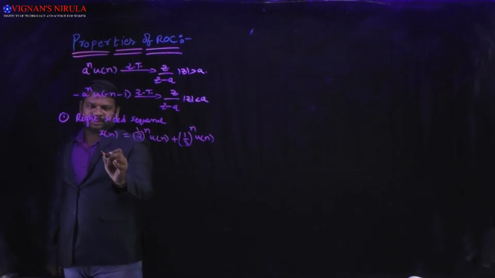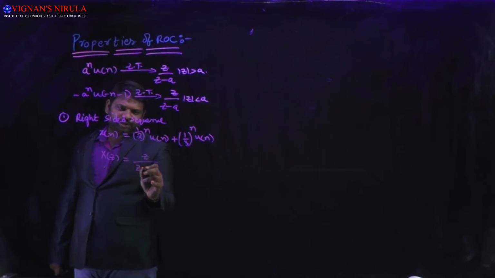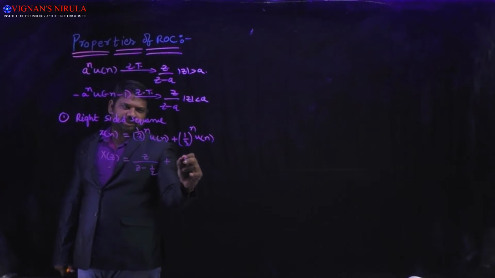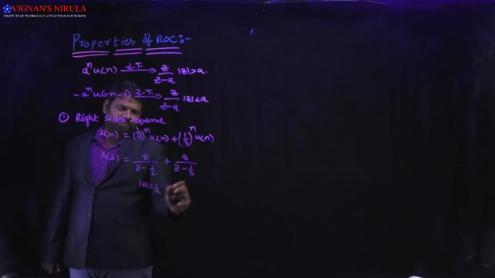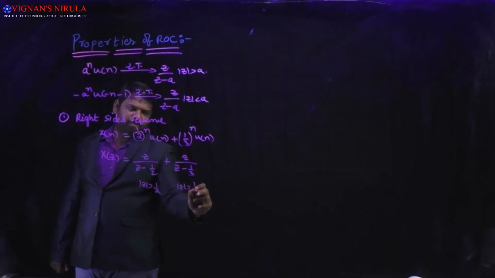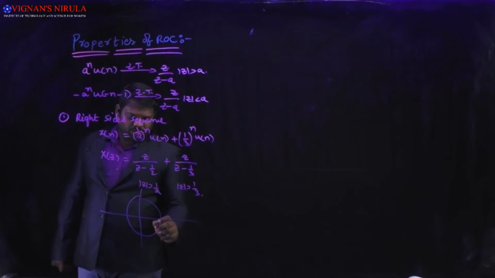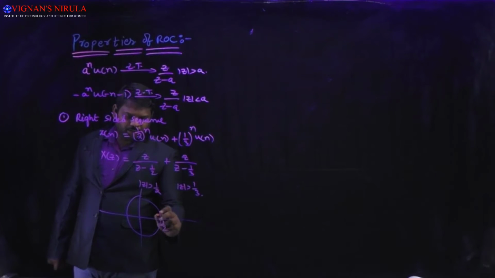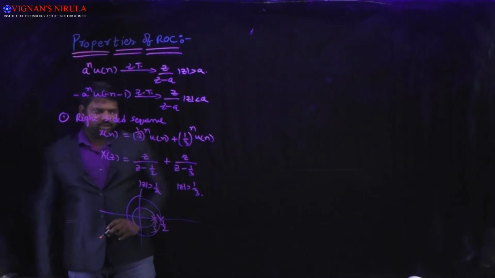For this right-sided sequence, the Z transform X(Z) is equal to Z by Z minus 1/2 plus Z by Z minus 1/3. Then here the mod Z will be greater than 1/2, and here also the mod Z will be greater than 1/3. Therefore, the entire ROC is with the 1/2 pole one circle, and the 1/3 pole another circle. As 1/3 is lesser than 1/2, we'll have it like this.